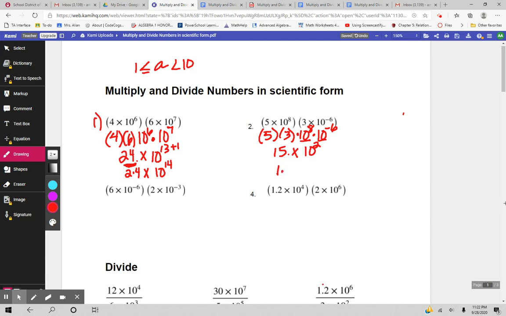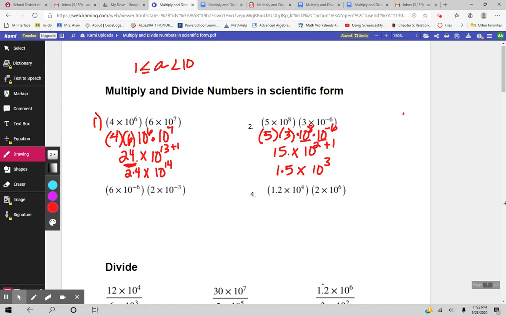So we can move it. We'll get 1.5, but we just made this smaller by a power of 10. So we have to make this one here larger by a power of 10. So we just add 1. And that gives us 10 to the 3rd. So if you make the front number smaller, you have to make the back number bigger. So they go in opposite directions.